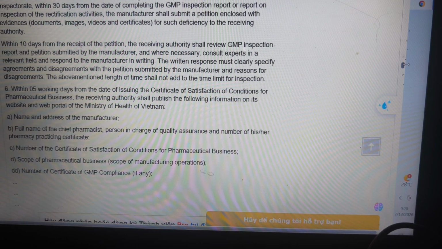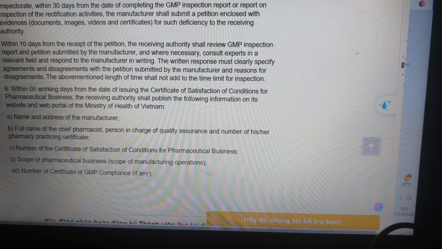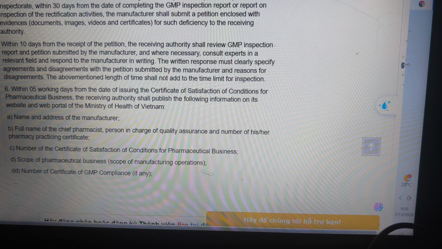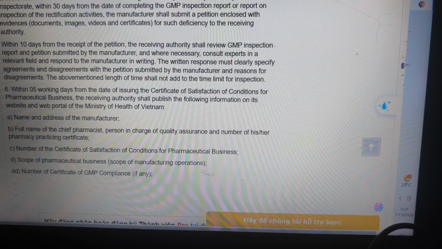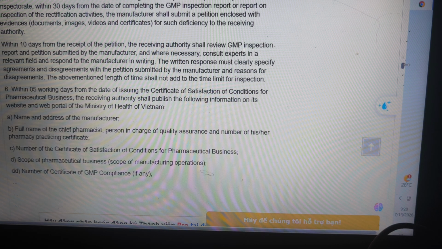In the case where the manufacturer does not agree with any deficiency stated by the inspectorate, within 30 days from the day of completing the GMP inspection report and the report on the inspection of the rectification activities, the manufacturer shall submit a petition enclosed with individual evidence, documents, images, videos, and certificates for such deficiency to the receiving authority within 10 days from the receipt of the petition.